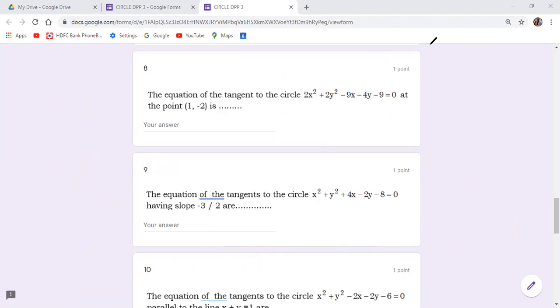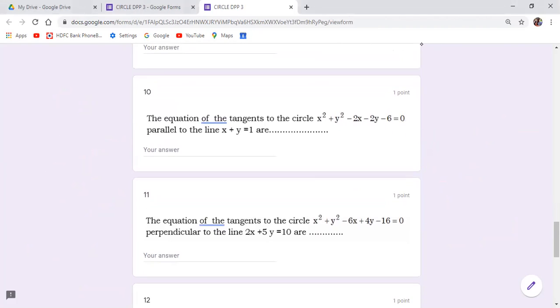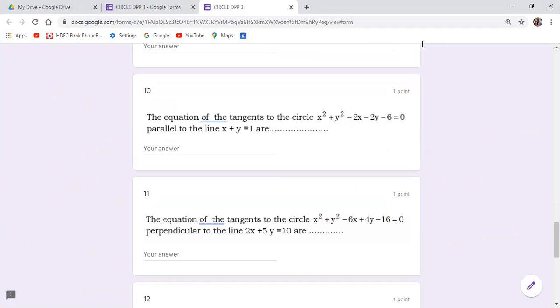Okay. Next question, 10th question. Equation of the tangent to the circle, again the same problem. Equation of tangent to the circle x squared plus y squared minus 2x minus 2y minus 6 equal to 0, which is parallel to x plus y plus 1 equal to 0. Tell me, what is the equation of any line parallel to this? x plus y plus c equal to 0. The x and y terms will be the same, only the constant term will be different.